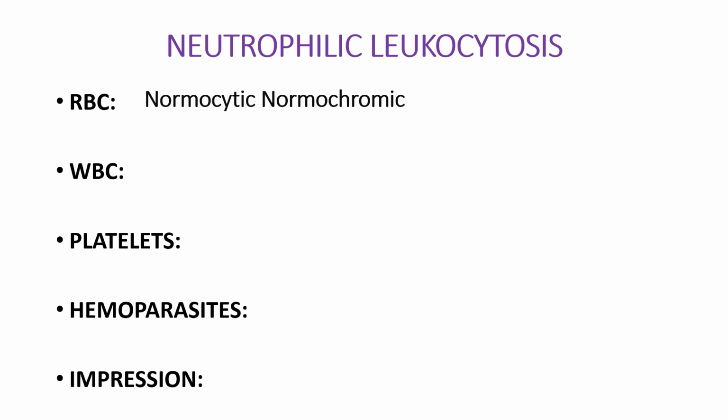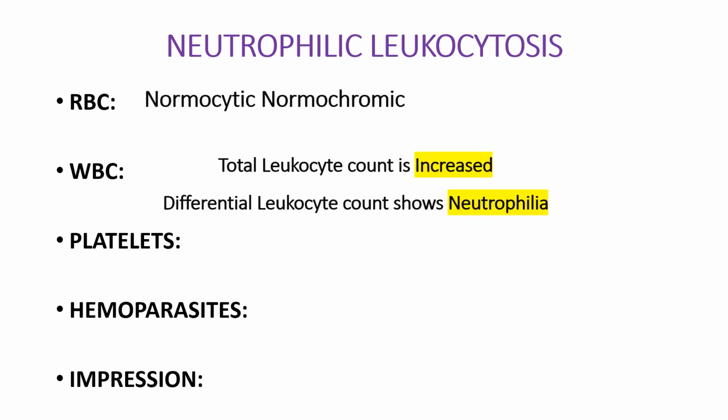Now what about WBC? Since I told you it is leukocytosis, the total leukocyte count is increased. That is why we are calling it leukocytosis. Now what about neutrophilic? The differential count will show neutrophilia. So I write it as total leukocyte count is increased and differential leukocyte count shows neutrophilia. Once we finish the pathology, everything else is normal. That is, platelets are adequate and hemoparasites are nil. So what is our impression? Our impression is neutrophilic leukocytosis.